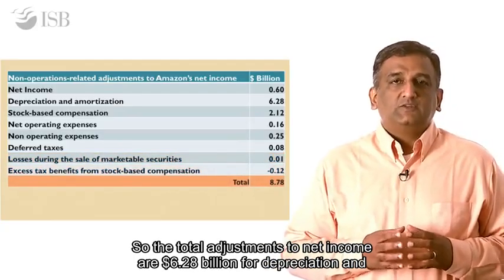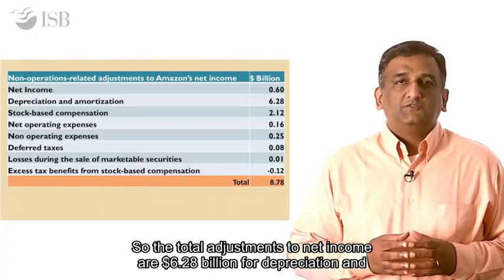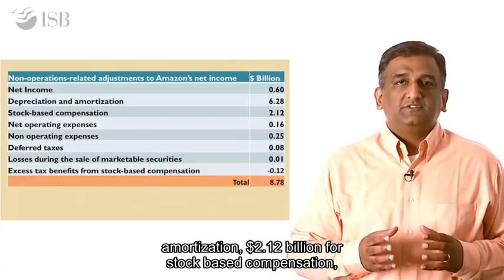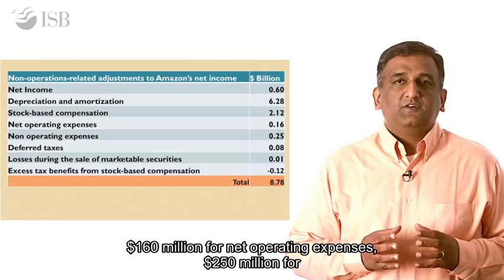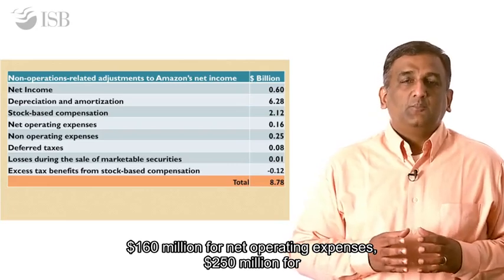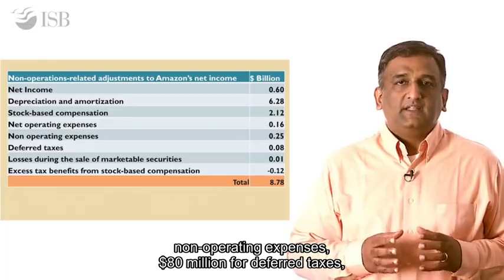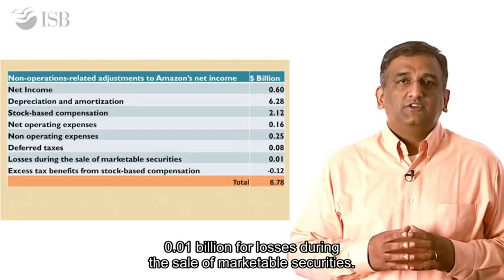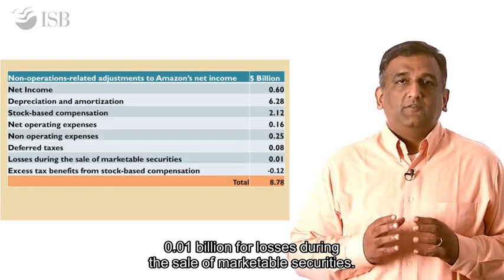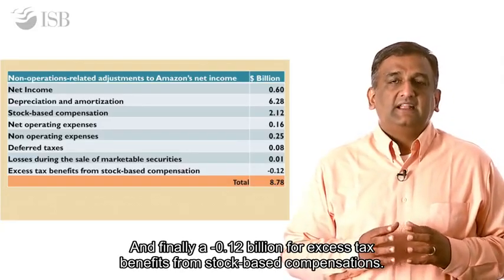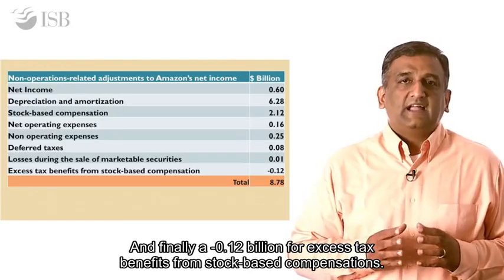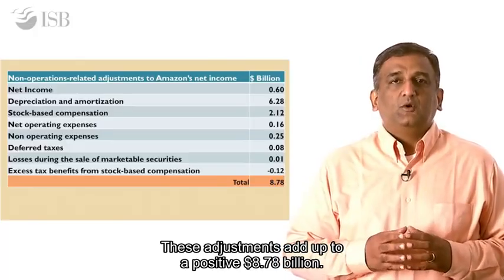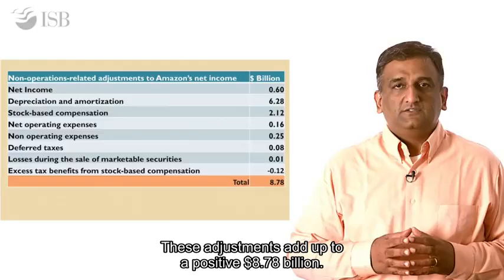So the total adjustments to net income are $6.28 billion for depreciation and amortization, $2.12 billion for stock-based compensation, $0.16 billion for net operating expenses, $0.25 billion for non-operating expenses, $0.08 billion for deferred taxes, $0.01 billion for losses during the sale of marketable securities, and finally a negative $0.12 billion for excess tax benefits from stock-based compensation. These adjustments add up to a positive $8.78 billion.